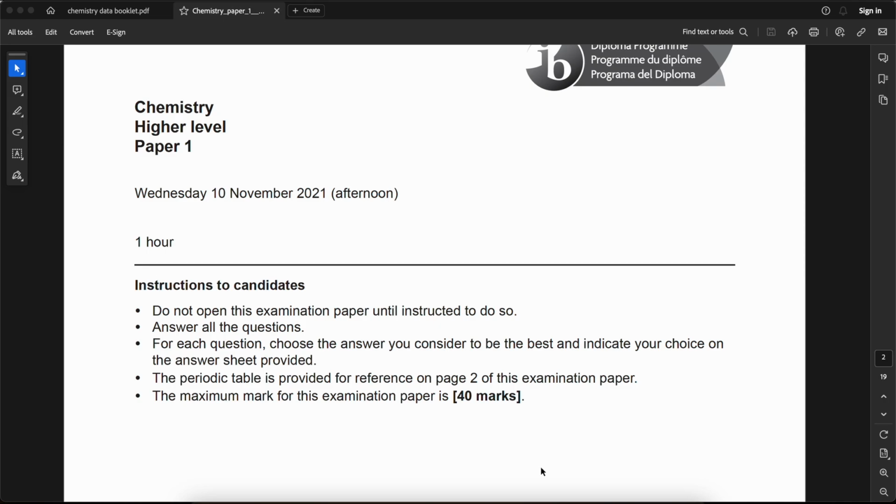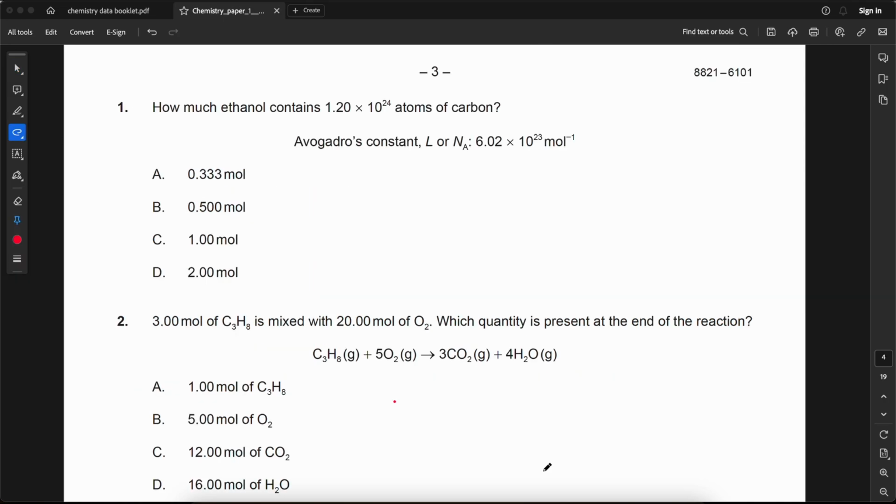Let's get started. How much ethanol contains 1.2 times 10 to the power 24 atoms of carbon, and Avogadro's constant is known. To find how much ethanol contains that many carbon atoms, you need to find the mole, which is 2 times 1.2 times 10 to the power 24 divided by Avogadro's number, which is 6.02 times 10 to the power 23. The 2 comes from there being 2 C in ethanol, so that would be 1 mole.